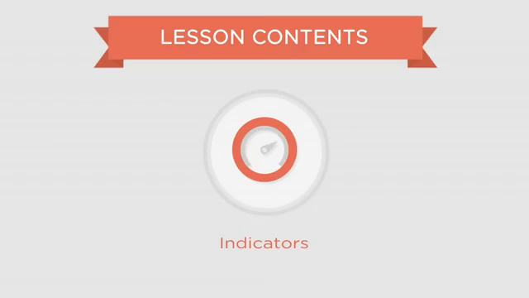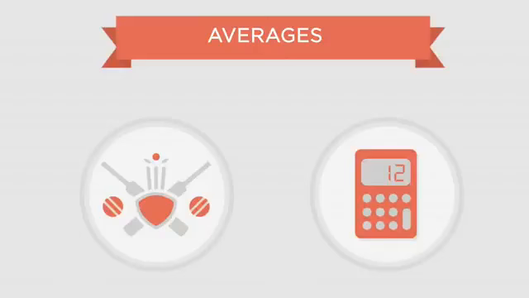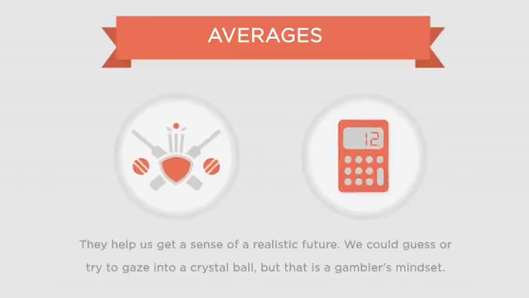Actually, this is a subset of technical analysis called indicators. And in this course, we'll be discussing moving averages. Moving averages are the trend trader's most trustworthy friend. Averages are used everywhere in our day-to-day life. From monthly expense averages to cricket match run averages, they help us get a sense of a realistic future.